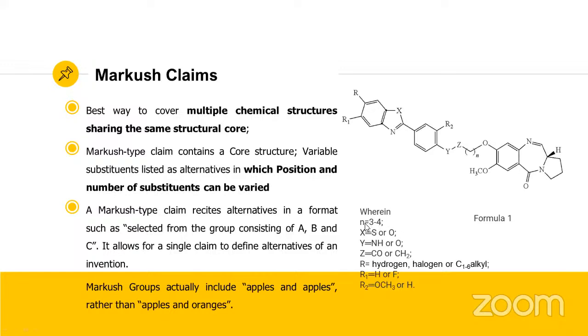Where n is a number from 3 to 4, X is sulfur or oxygen, Y is NH or oxygen, G is CO or CS2, R is hydrogen, halogen, or an alkyl group containing C1 to C6, and R1 is, so there is a broader scope.